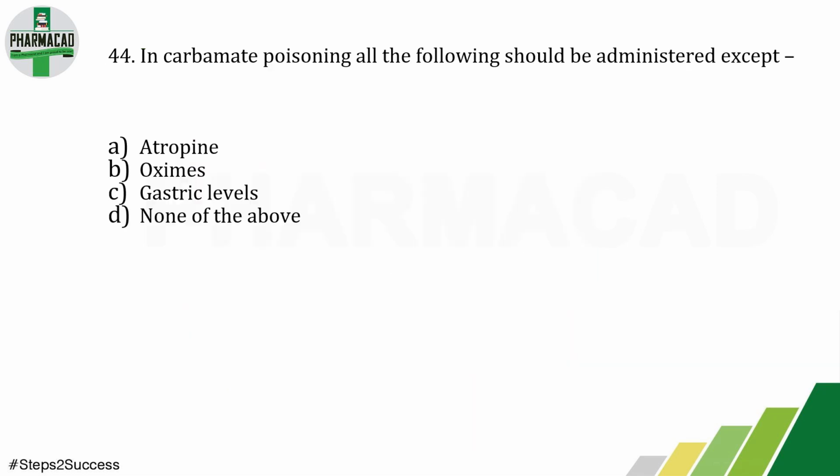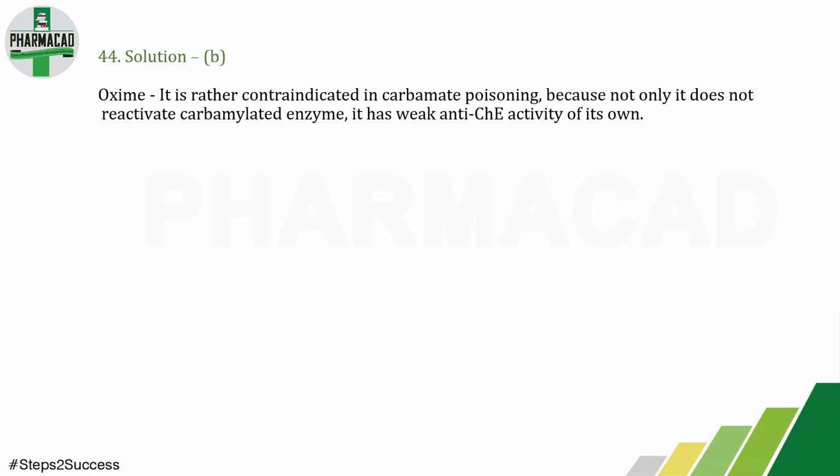In carbamate poisoning, all of the following should be administered except. So which one should not be administered during carbamate poisoning? Is it atropine, oximes, gastric lavage, or none of the above? So the correct option is oximes, that is option B. Oximes should not be administered during carbamate poisoning because it is contraindicated. Not only does it not reactivate carbamylated enzyme, it has weak anticholinesterase activity of its own too. So oximes, for example pralidoxime, we know that it will reactivate our acetylcholine esterase, but it also has anticholinesterase activity too. Hence it should not be administered.